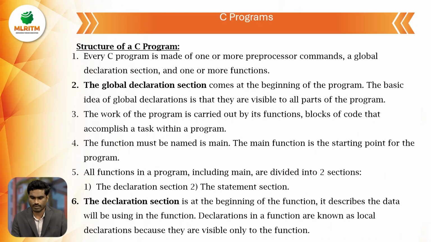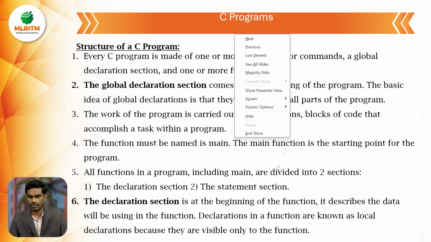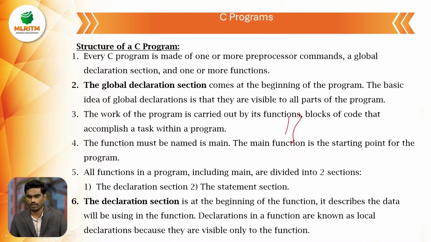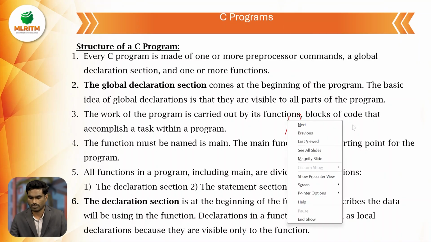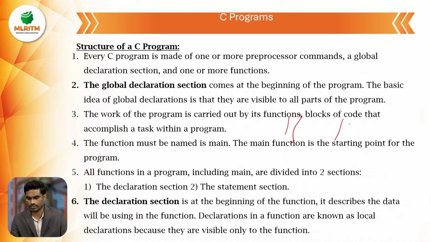Single line comments are represented with a double slash. Multi-line comments are represented with slash star, and end with star slash. So, single line comments are represented with double slash, and multi-line comments are represented with slash star and star slash. This is the structure of a C program.